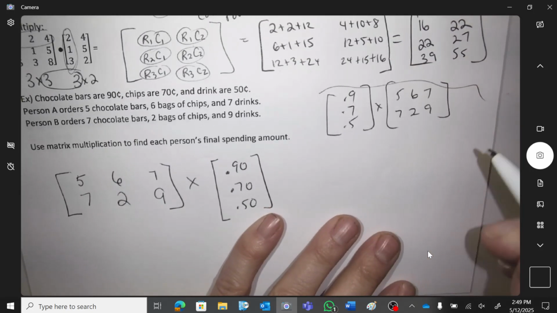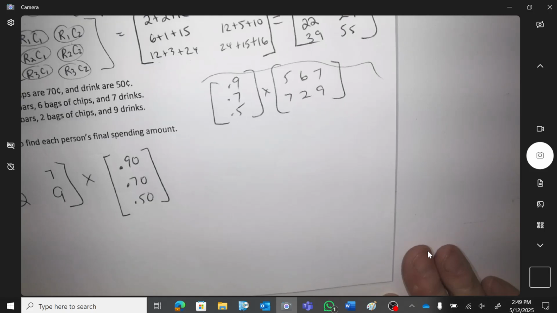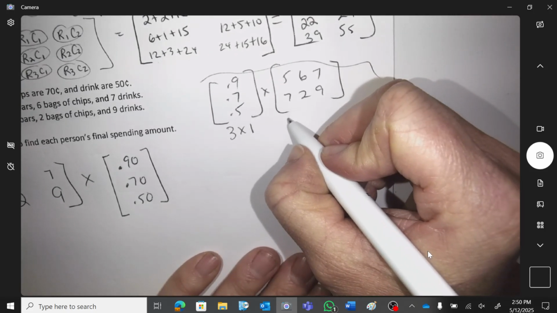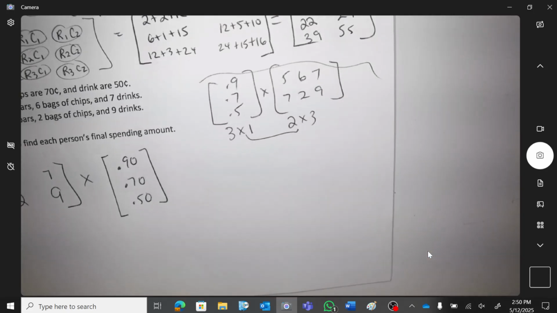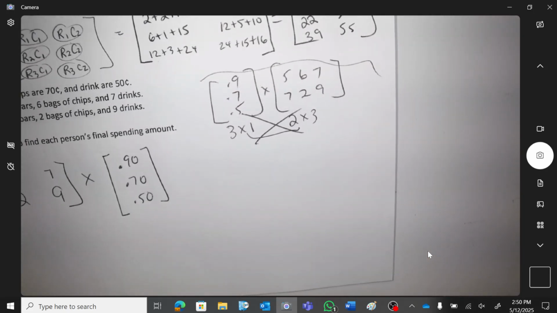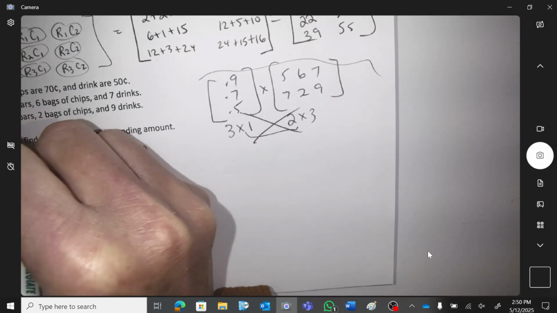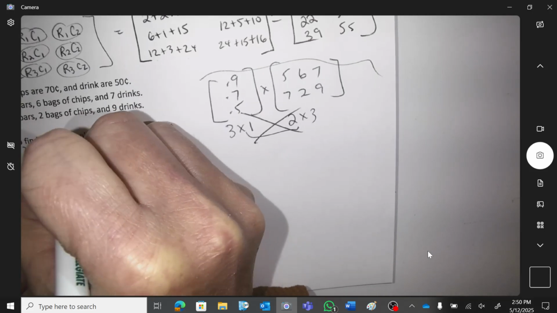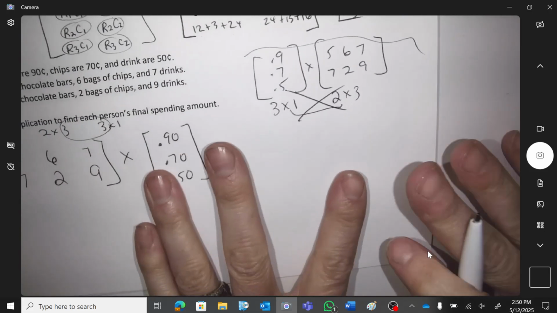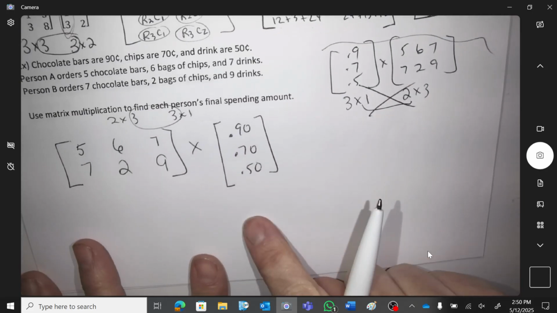Okay, why can I not do this? So let's talk about this. This is a 3 by 1 and this is a 2 by 3. Do those match? No, you can't do that. Can't connect them then, okay? So is this good? This is a 2 by 3 and this is a 3 by 1. Boom, we can match them. So that didn't work, but this way does.